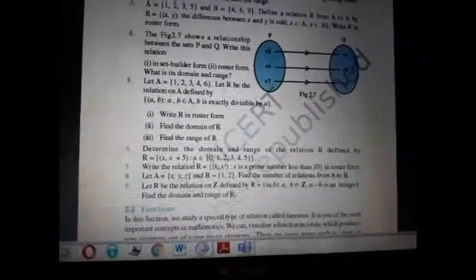Write the relation R which is equal to (x, x cube), where x is a prime number less than 10, in roster form. Hope you can do this. X is a prime number less than 10. What are all the prime numbers less than 10? 2, 3, 5, then 7, right? So you can find these are all the values of x. So x cube will be the cube of those numbers. This will form an ordered pair. This will give you the relation.